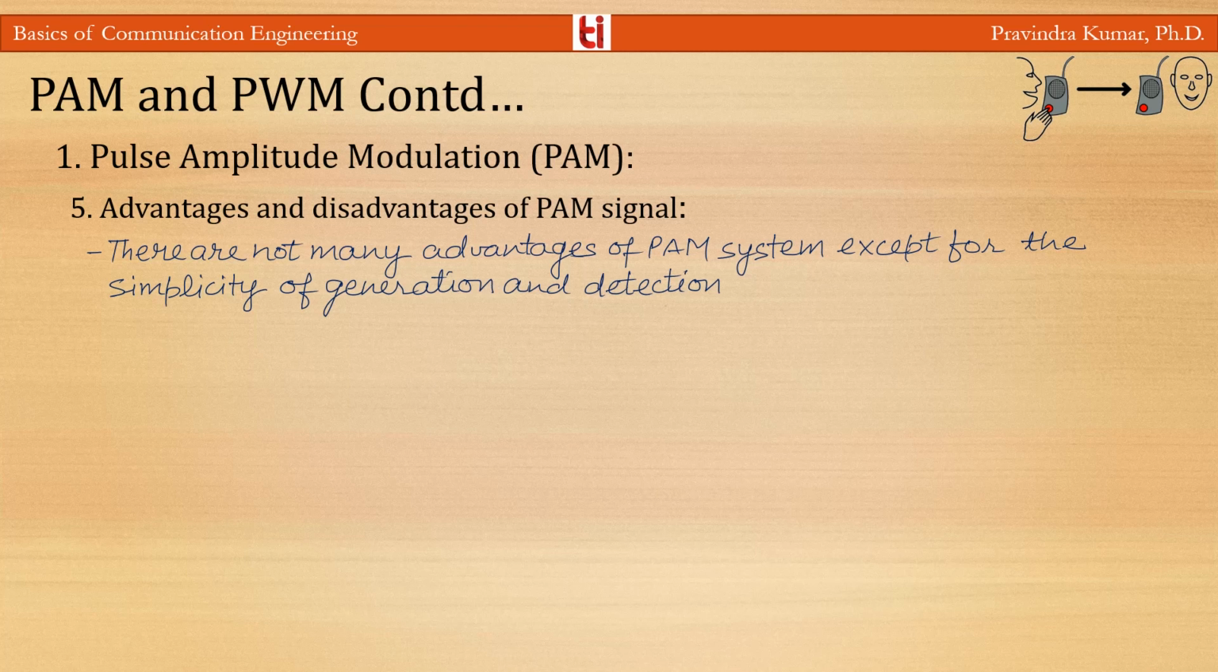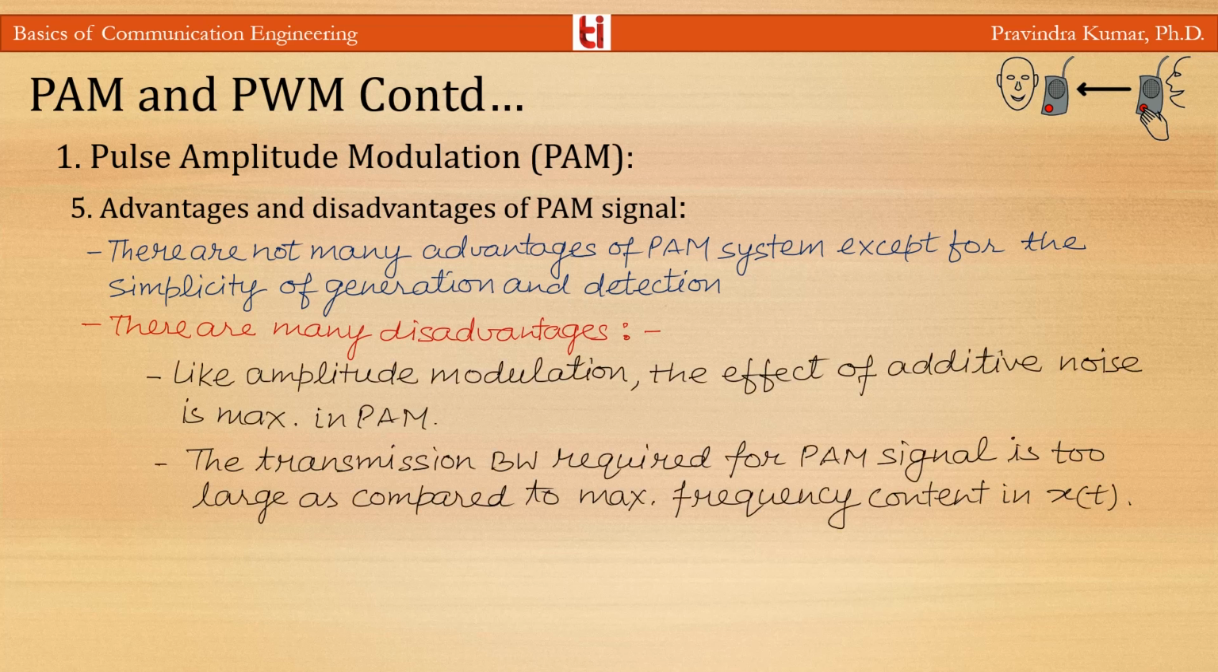There are not many advantages of a PAM system except for the simplicity of generation and detection, but there are many disadvantages. The amplitude of the PAM signal changes according to the amplitude of the modulating signal. So, like amplitude modulation, the effect of additive noise is maximum in PAM, and the added noise cannot be removed easily.